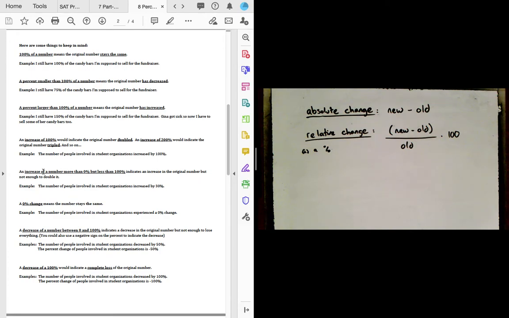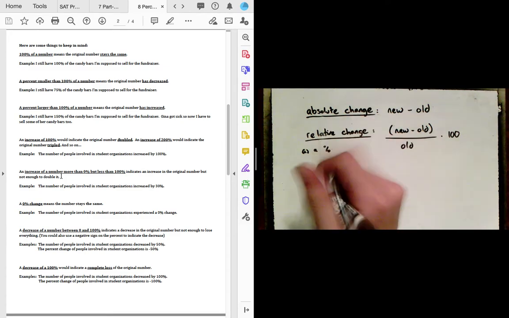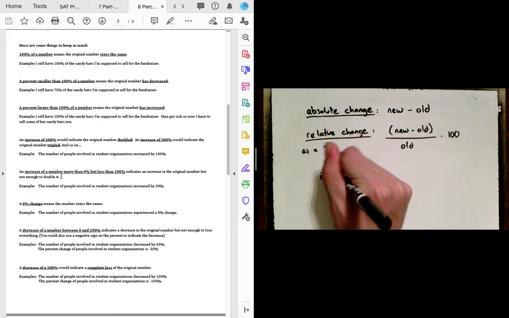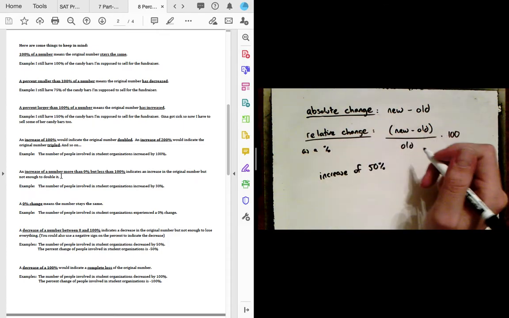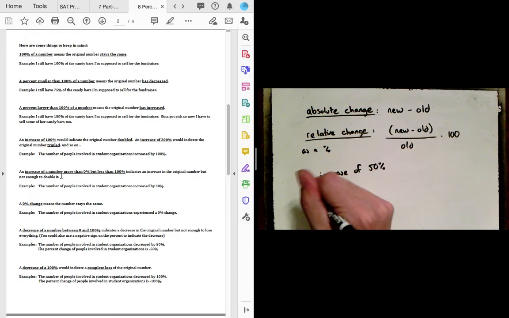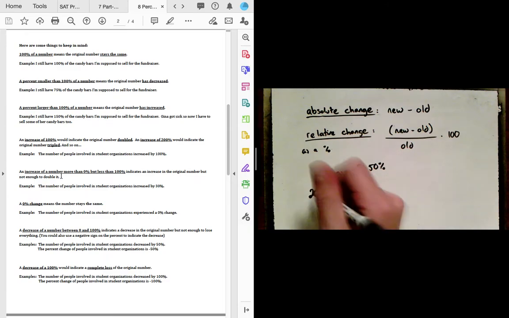So an increase of a number that's more than 0% but less than 100% indicates that an original number is an increase, but not enough to double it. Again, I kind of talked about that with the other value. Let's do an example of candy bars again. If I have an increase of 50% and I started out with 20, then I can take this 20, I can multiply it by 50%.